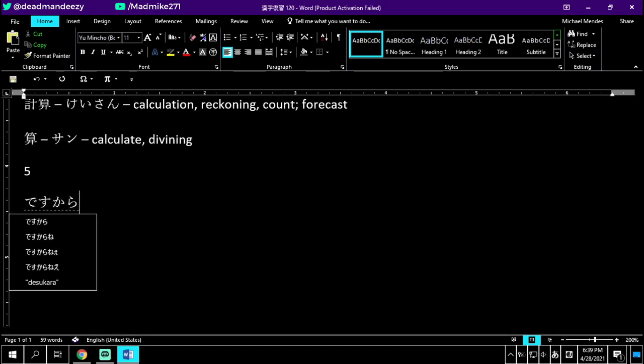Number 5 is desukara. Desukara is another way of saying dakara, but in an even more informal way. This is so or therefore, so or therefore, desukara.